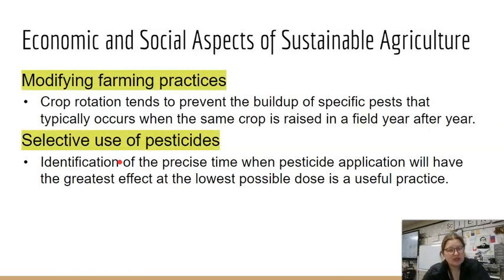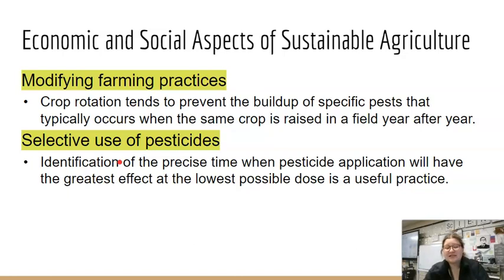So economic and social aspects of sustainable agriculture, it requires a modification of farming practices. So going kind of back to some of the things we were doing before. Instead of a monoculture on a huge field that we're just using machines to harvest, we're doing more crop rotation, which can prevent buildup of specific pests that typically occur when the same crop is raised in a field year after year.